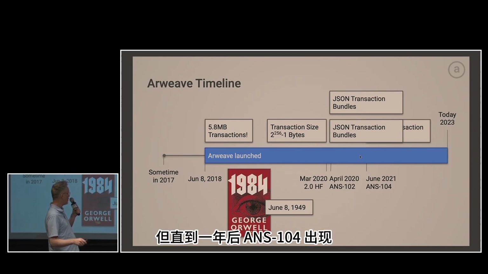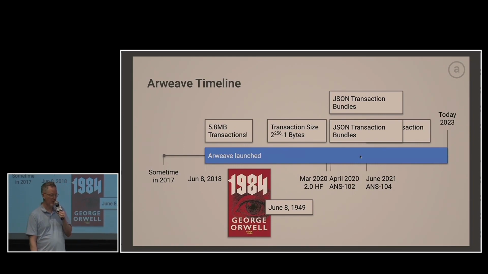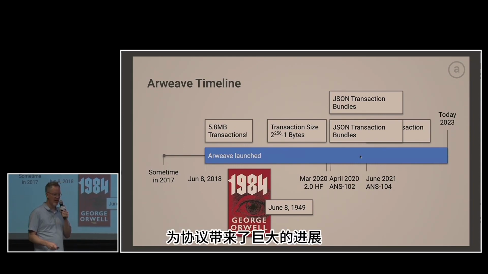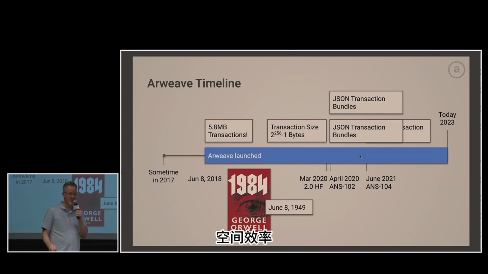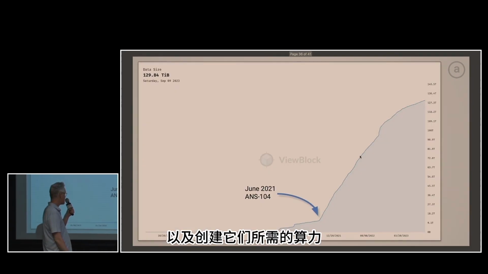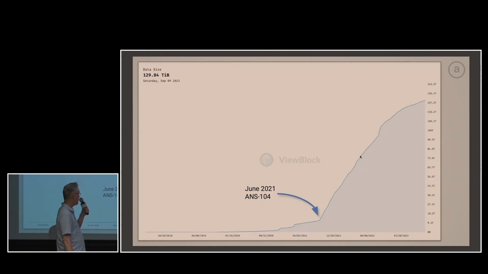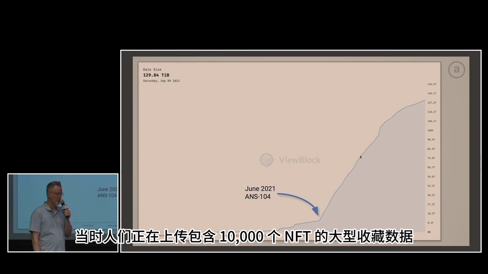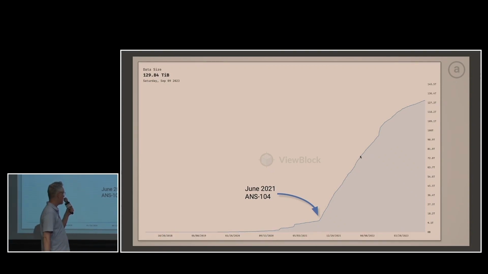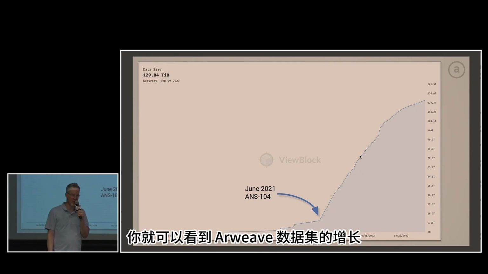This was useful, but it wasn't until a year later when ANS-104 came out, and this optimized the ANS-102 standard, improving the performance of bundles, their space efficiency, and the compute required to create them. And this resulted in a huge unlock for the protocol. ANS-104 bundles launched around the same time as NFT Summer on Solana, and people were uploading massive collections of like 10,000 NFTs and using bundles to do it. And you can see just the growth of Arweave's data set since then.